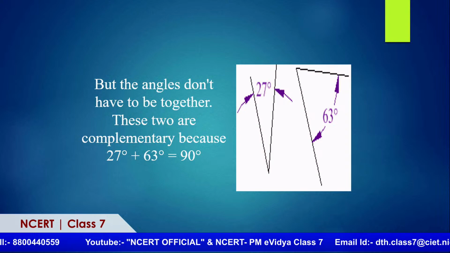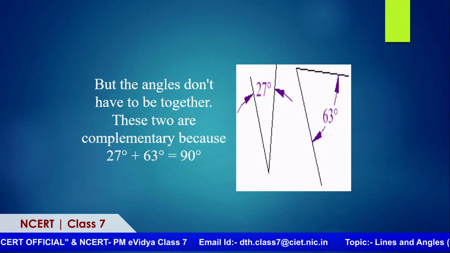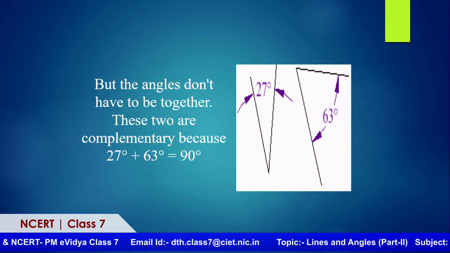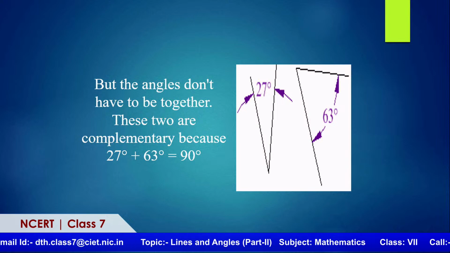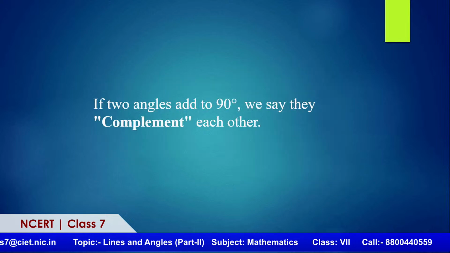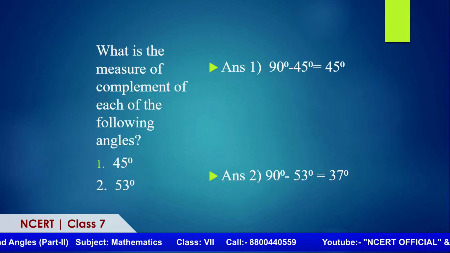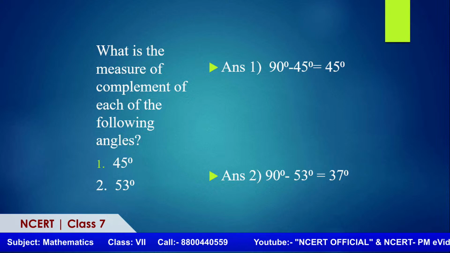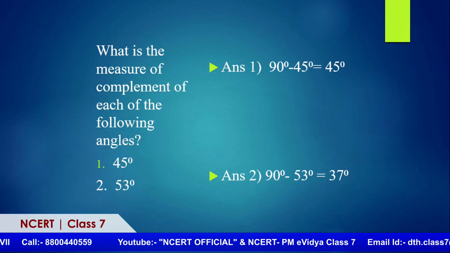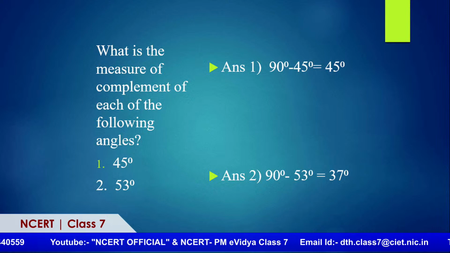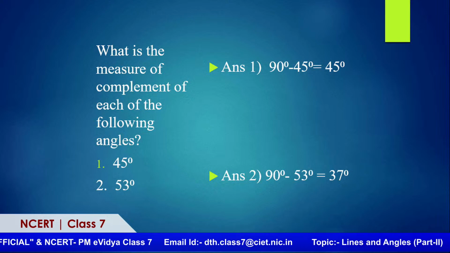But the angles don't always have to be together. These two angles are also complementary because 27 degrees plus 63 degrees is equal to 90 degrees. Can you see, children? We have two separated angles. So if two angles add up to 90 degrees, we say they complement each other. Now, what is the measure of the complement of each of the following angles? Let us see 45 degrees. What do we do, children? We subtract it from 90 degrees and we get the answer 45 degrees. And if it is 53 degrees, then we subtract 53 from 90 degrees and we get the answer 37 degrees.